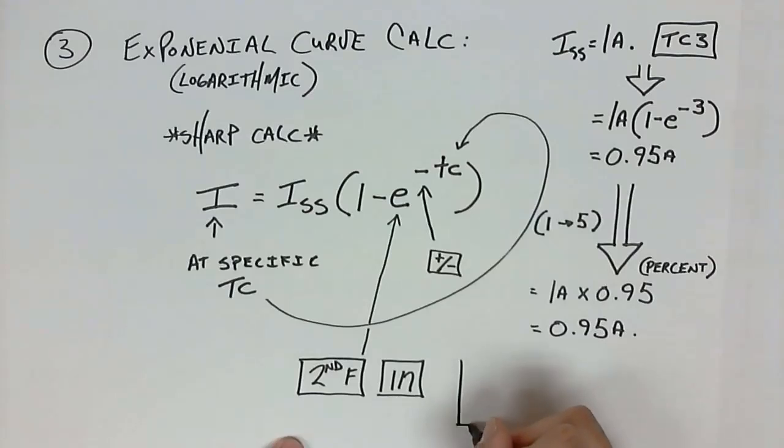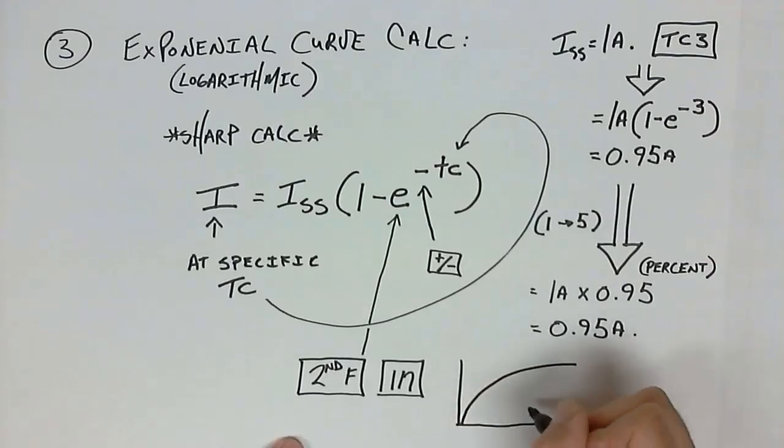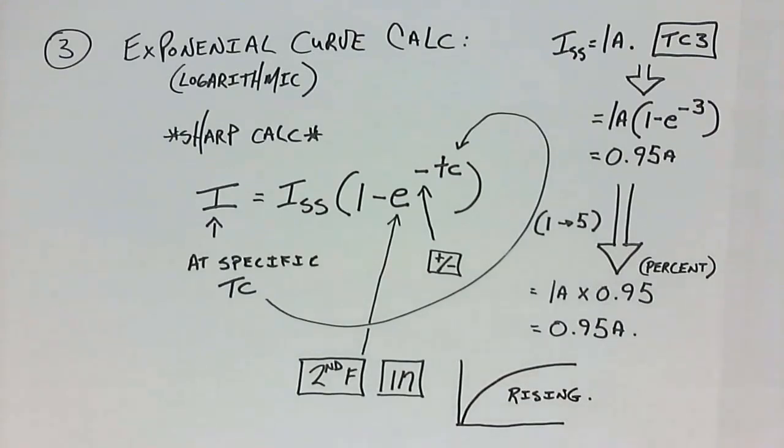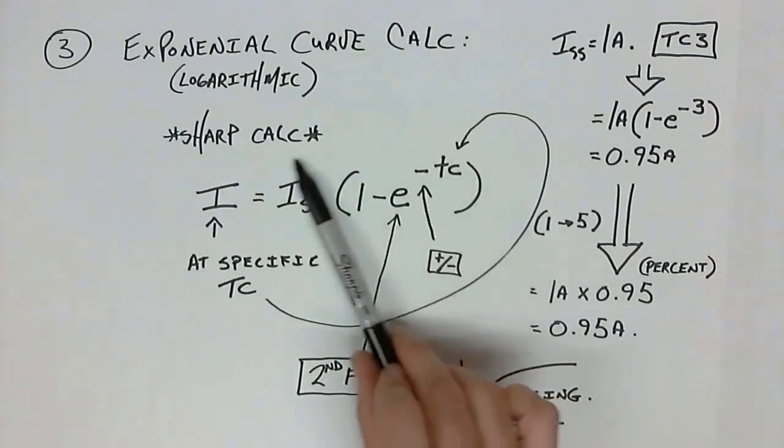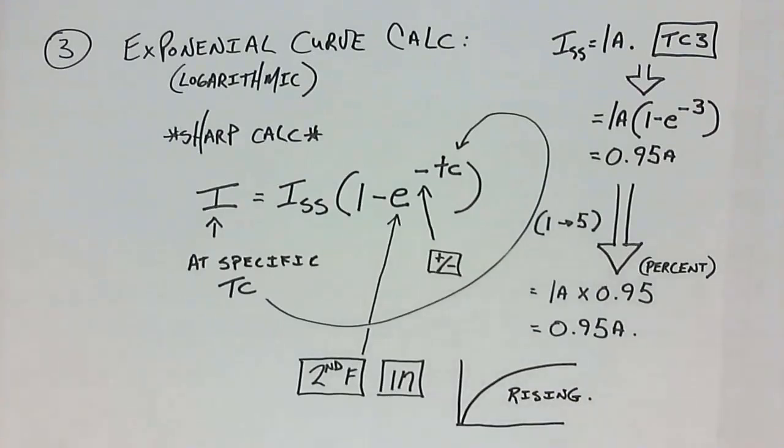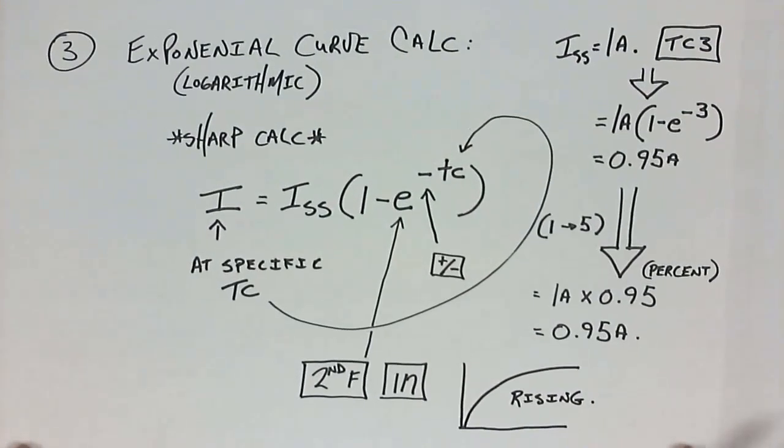So this equation that I've shown you here is used only for a rising exponential curve, as in a curve that looks like this, rising. There is another slightly different calculation that I'm going to show you when we get to capacitive DC circuits. But I would say by far, this is the easiest method in order to calculate what the current value will be during a rising exponential curve.